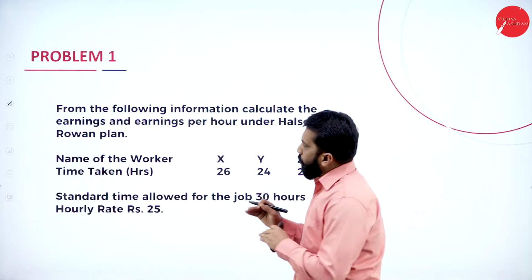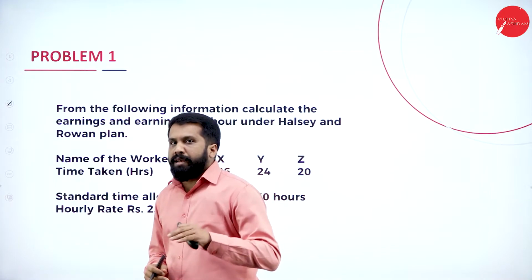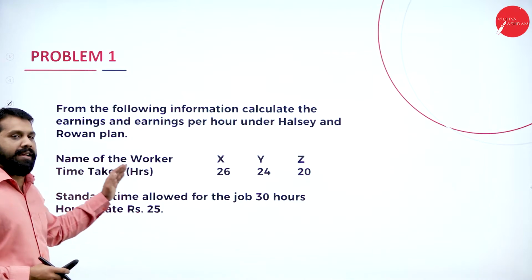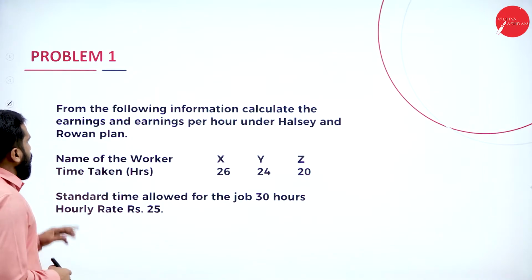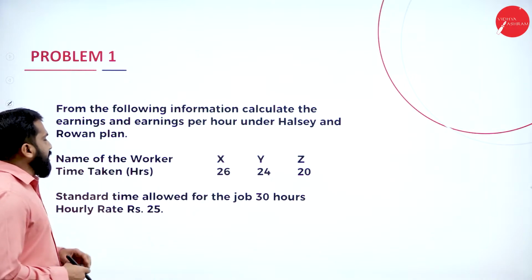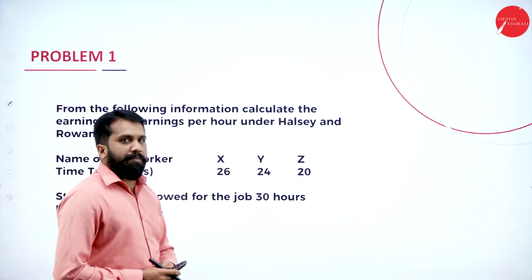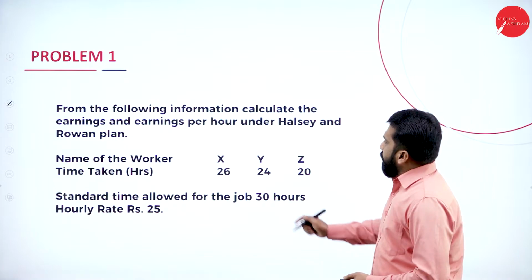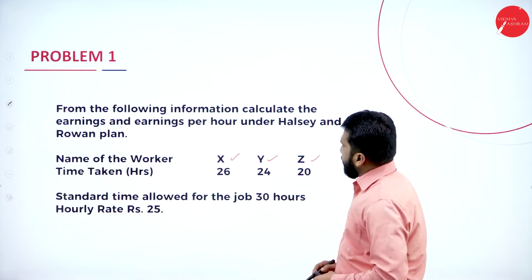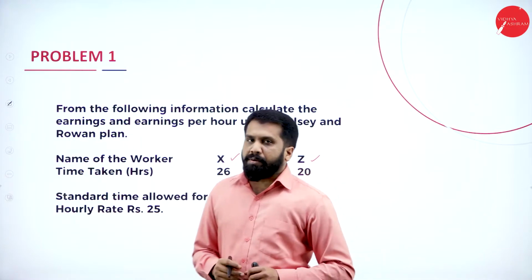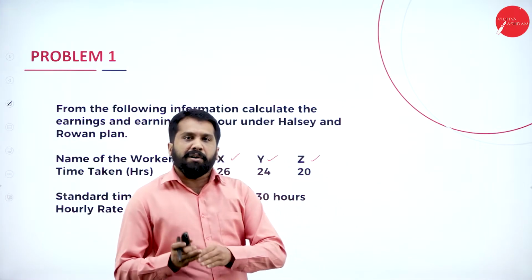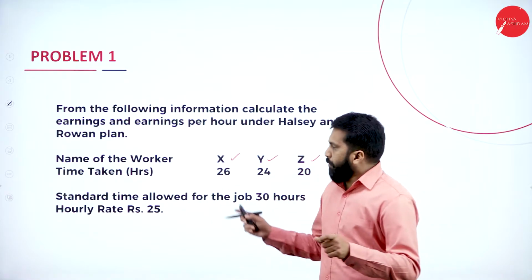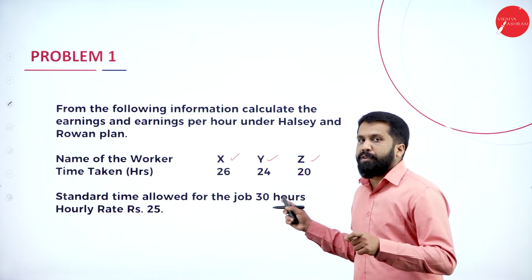First thing, normally whatever formula I have taught you, with the help of that formula, we will find out your Halsey plan as well as Rowan plan. Now, earning per hour under Halsey as well as Rowan. First we will complete Halsey, later we'll go for Rowan plan. Now, here we have X, Y as well as Z. In this problem, we have to do Halsey plan for X, Y and Z. Similarly, Rowan plan for X, Y and Z.